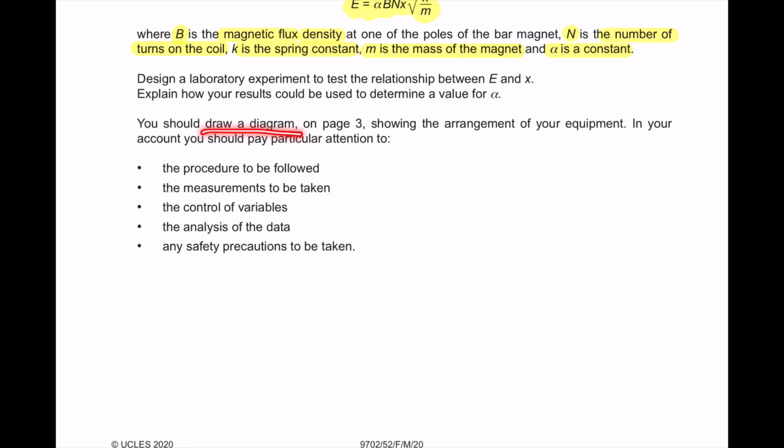You should draw a diagram on page number 3 showing the arrangement of your equipment. You should pay particular attention to the following. If we talk about the ideal planning of an experiment, these are some important points that we have to look after: the procedure which you are following, the measurements which you are taking, the control variables, the analysis of the data which you have collected, and any safety precautions that have to be kept in mind while performing the experiment.